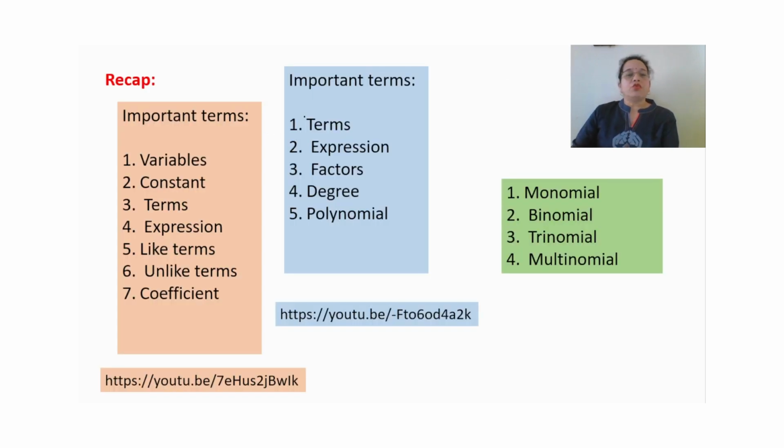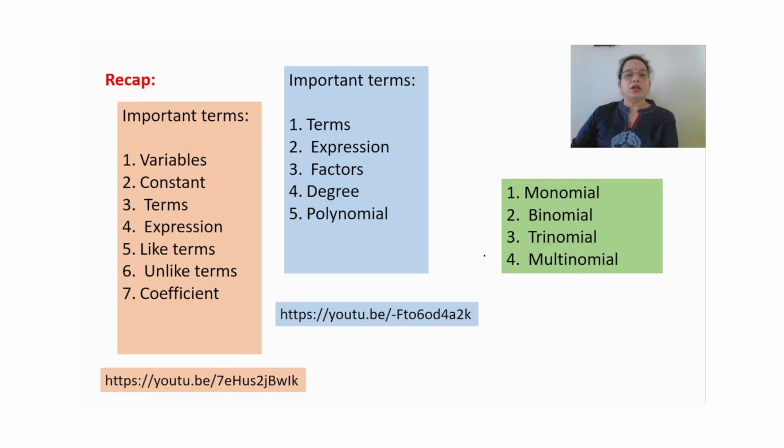So let us go for a recap related to algebraic expressions. The important terms are variable, constant terms, expression, like terms, unlike terms, and coefficient. If you have any doubt, you can watch my video. The link is given below. Apart from these, we have terms, expressions, factors, degree, and polynomial. For this concept, you can watch my another video. The link is given below.